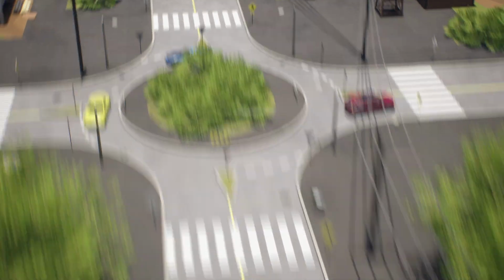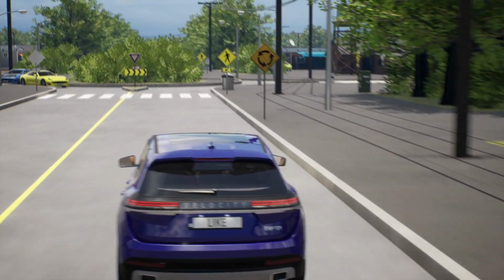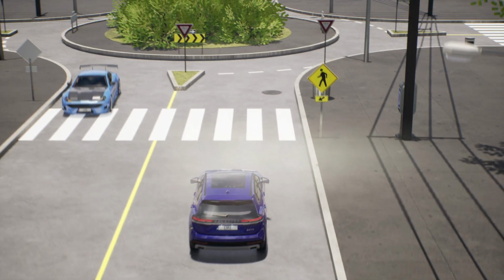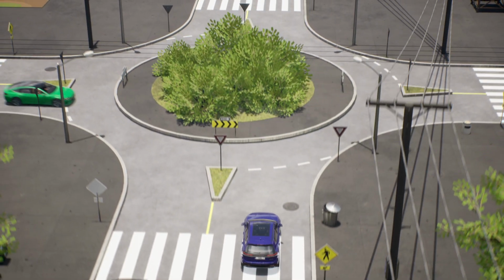When approaching a roundabout, slow down and watch for signs. Pedestrians always have the right of way at pedestrian crossovers. Yield to them when entering and exiting a roundabout.